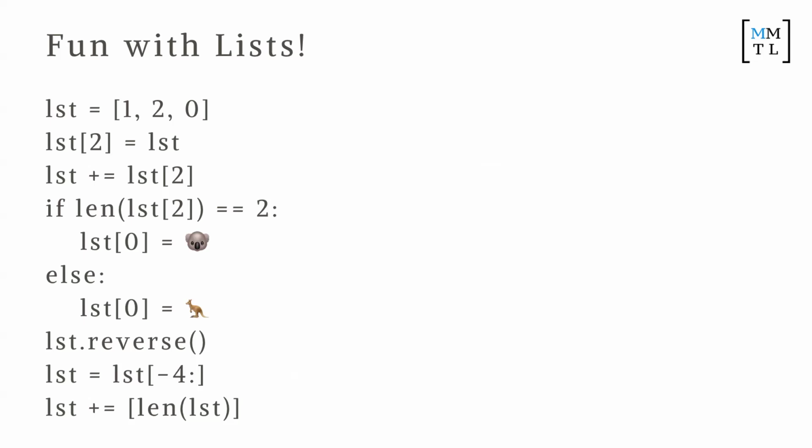Okay. And then the next question is if len list 2 equals 2. In this case, this is 0, 1, 2. So if len list 2 equals 2, is this true or false? False, perfect. So we then change this to a kangaroo, okay?